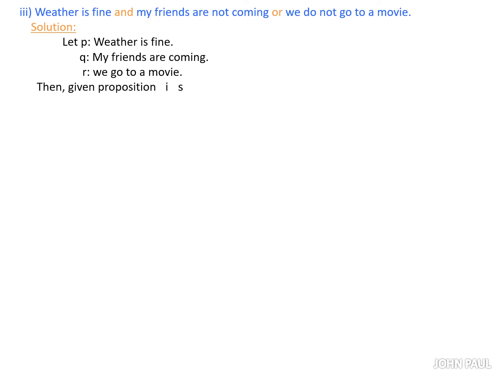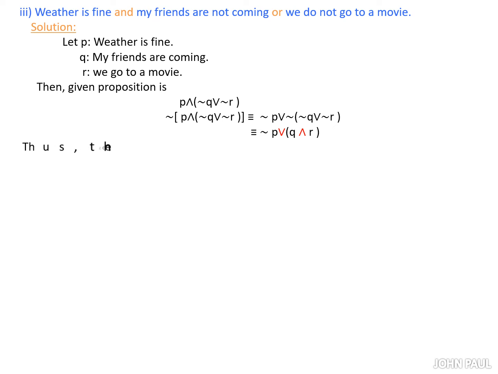The given proposition is P and negation Q or negation R. From the question you can write negation Q and negation R because not coming, not going is given. So we wrote the opposite. Now the negation for the given statement is negation of P or Q and R. Now the negation statement is weather is fine or my friends are coming and we go to a movie. This is given.